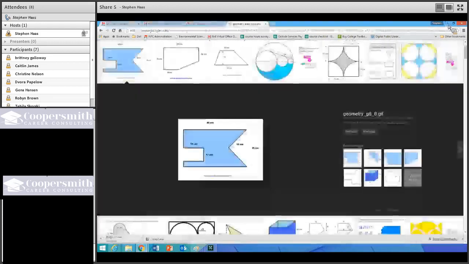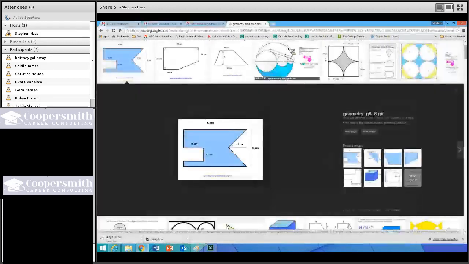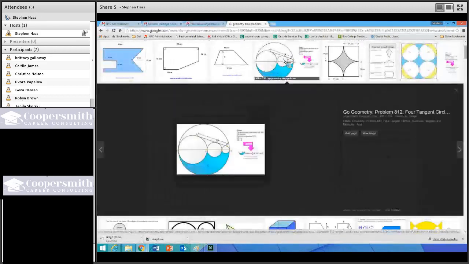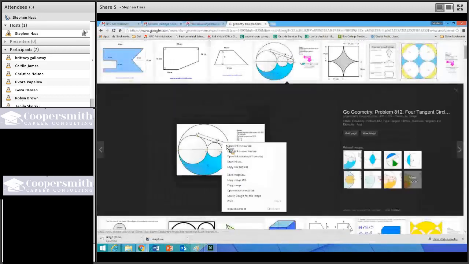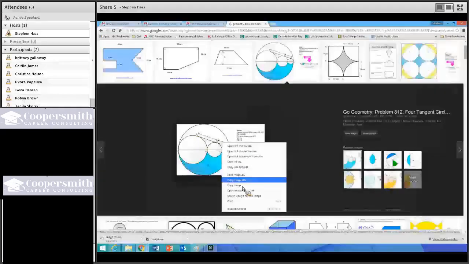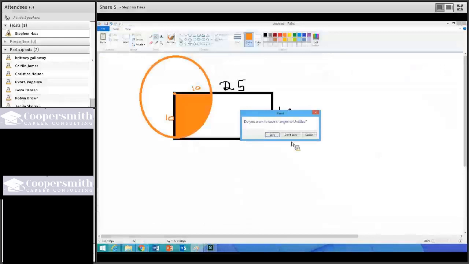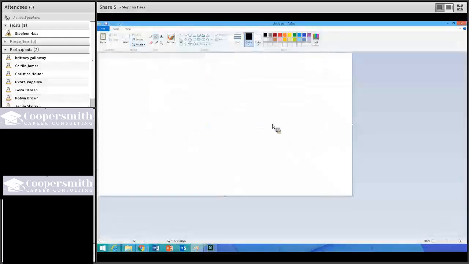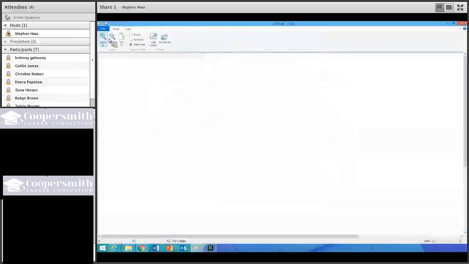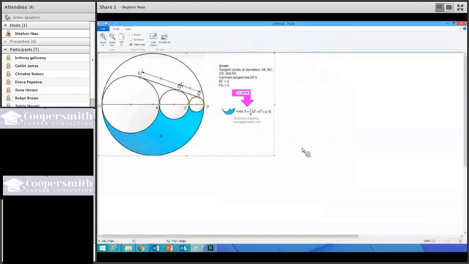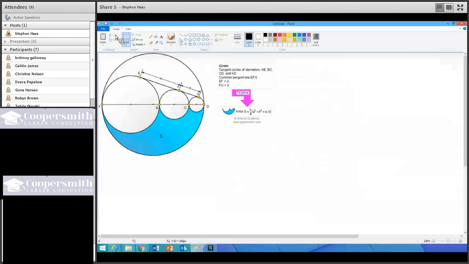How about this one? This looks like a good problem. This looks pretty complicated. Let's do it. I like complicated problems. All right. Okay, we're not going to prove anything.